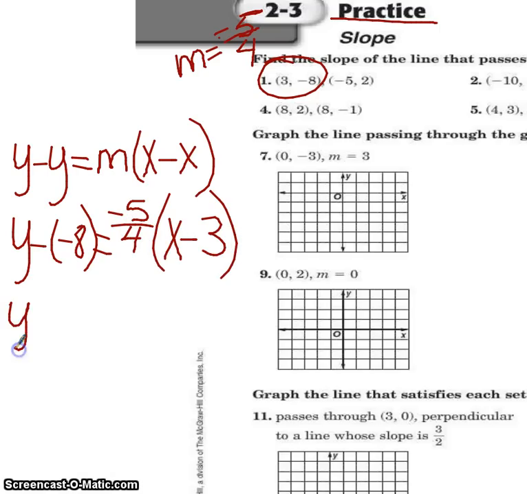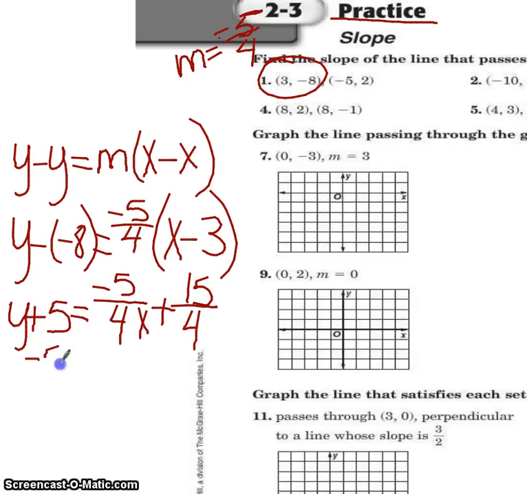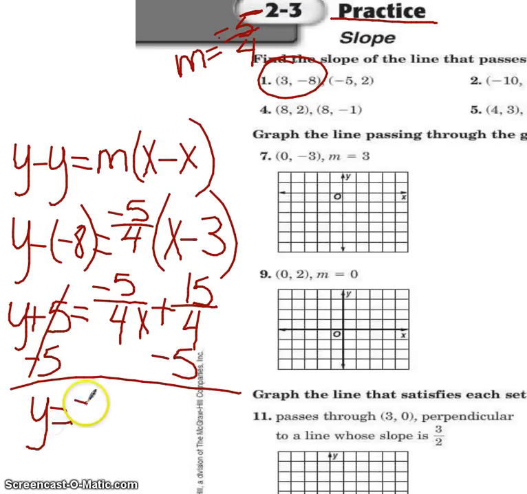So that's going to give me y plus 8, because a negative times a negative is positive, equals negative 5/4x plus 15/4. Remember, because that 3 is really 3/1. So now I have to subtract 5 from both sides. And that's going to give me y equals negative 5/4 x. And then I'm like, ooh, what do I do with the 15/4 minus 5?